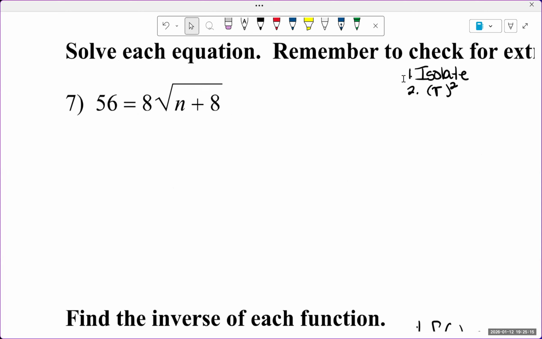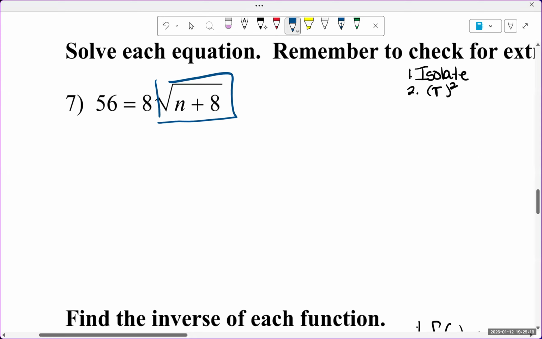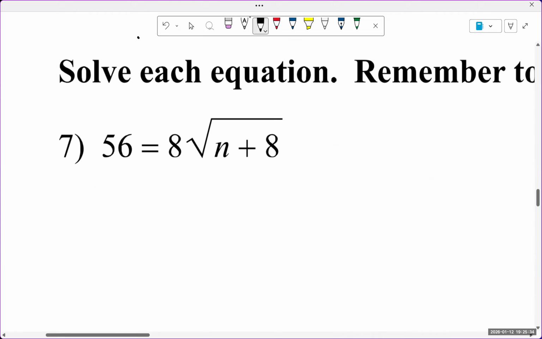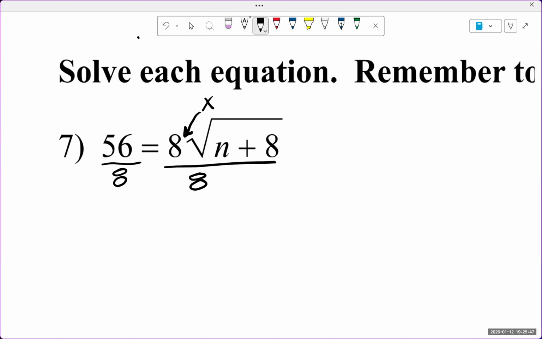Number 7. First thing we're going to do is isolate the square root. The +8 is stuck in there, but the 8 on the outside is not. So this is an empty space. When they're separated by an empty space, that is multiplication. And the opposite is division. So we're going to divide both sides by 8.